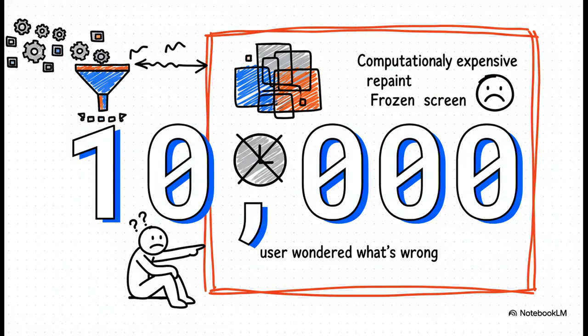Now let this number sink in. If you're loading 10,000 items, you are triggering 10,000 separate, incredibly expensive repaint cycles. This is the bottleneck. For 10, 15, sometimes 20 seconds, your UI thread is just completely pegged at 100%. The screen is frozen solid, and your user, they're just sitting there, clicking around, wondering if your app just crashed.